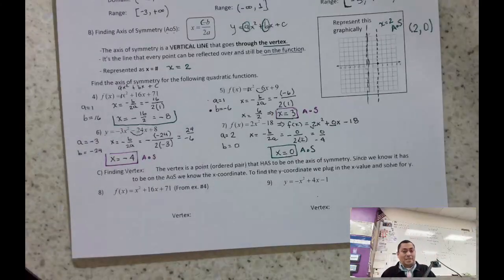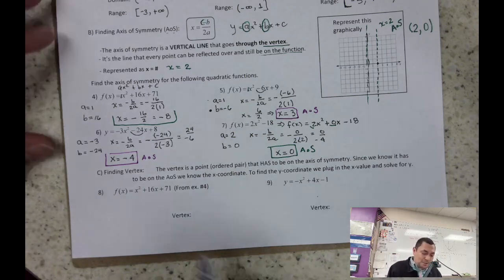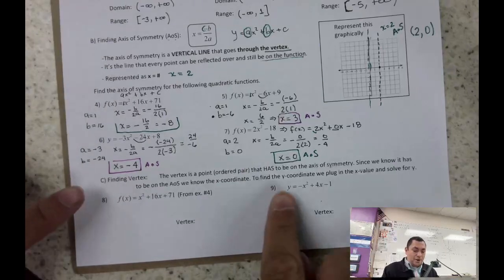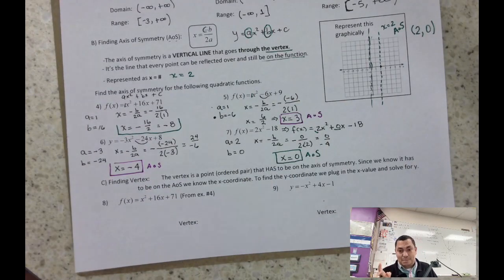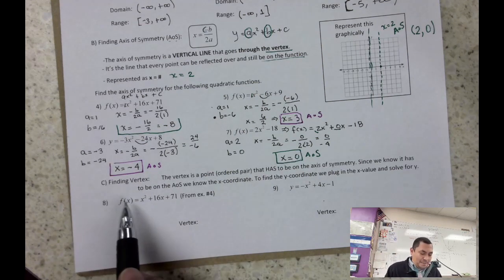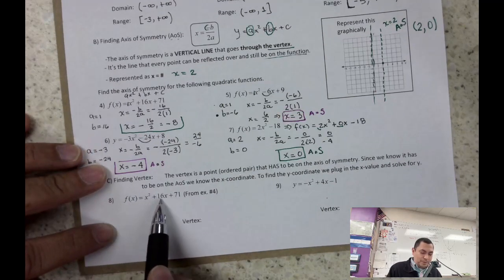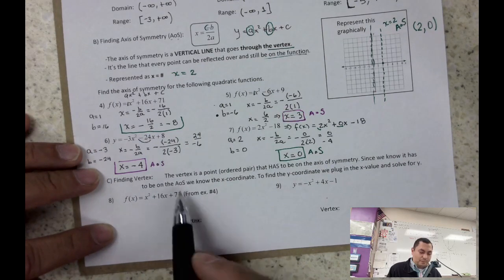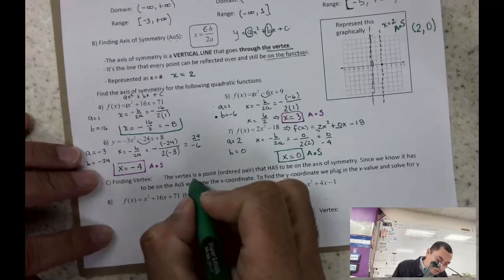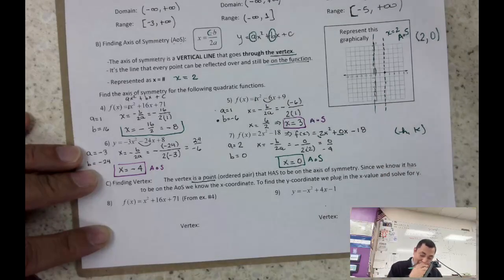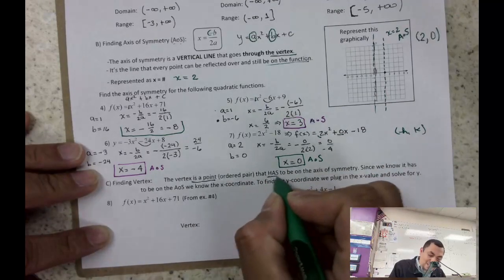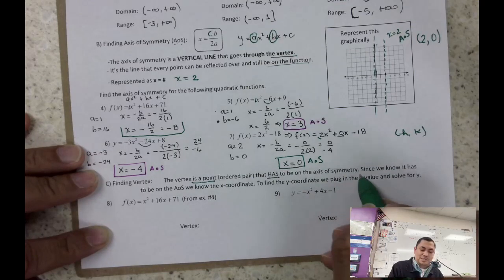Finding the vertex. To find the vertex, we need the axis of symmetry. The reason why these problems 8 and 9 are coming from this problem is that we are going to use the axis of symmetry to find the vertex. Now here, what I have is f of x equals x squared plus 16x plus 71 from example 4. The vertex is a point. Remember, the point h, k, ordered pair, has to be on the axis of symmetry.